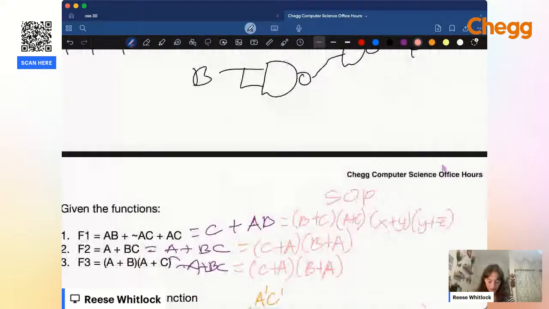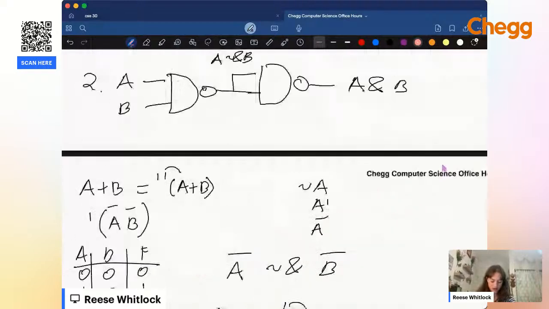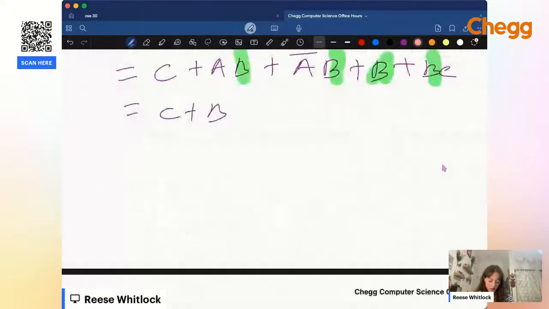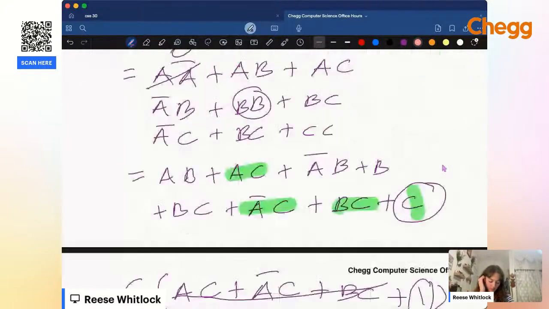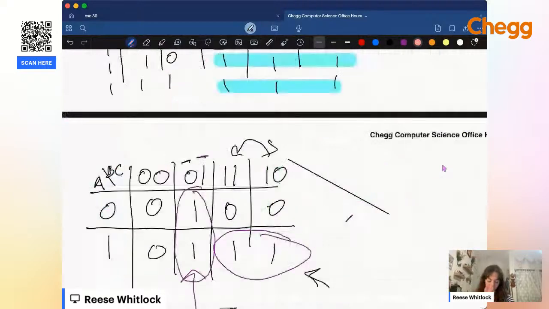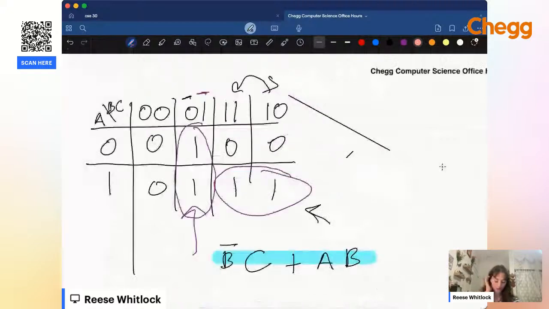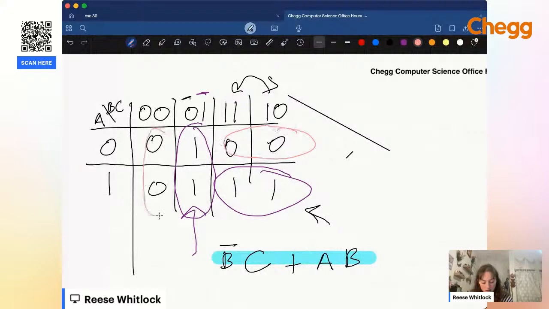Okay, but I'm gonna go through and put this in sum of product form instead. I did that one. Okay, I didn't do this one. So here I circled the ones, right? And that made a product of sums equation. So instead, I'm going to do sum of products. So these ones here and these ones here are zeros.